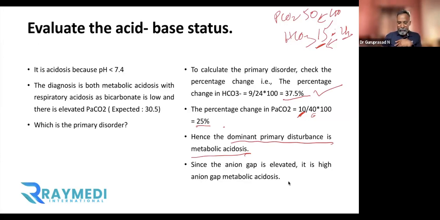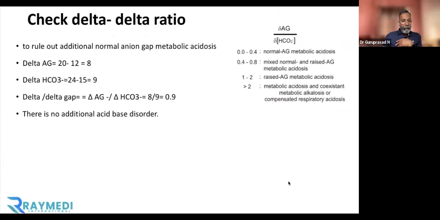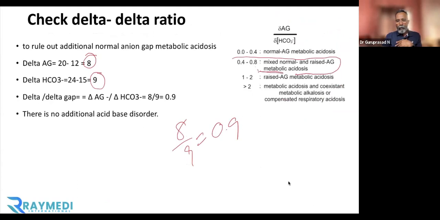Next, you have to calculate the anion gap. What is the anion gap? It is 8. And what is the delta bicarb? It is 9. So you divide 8 by 9, and it will come to 0.9. So what is 0.9? Again it is a confusion. 0.8 is both mixed, and if it is 1 to 2, it is only normal anion gap.